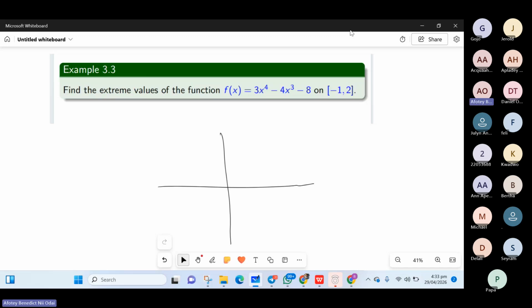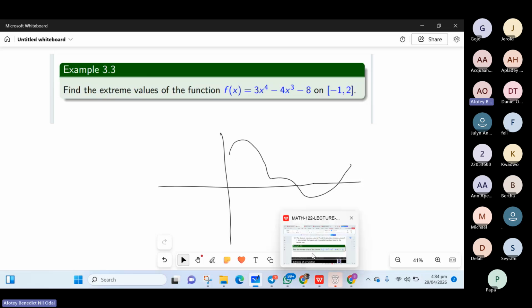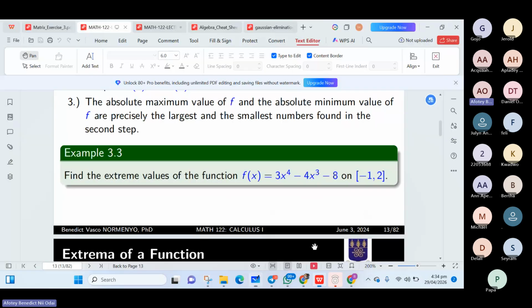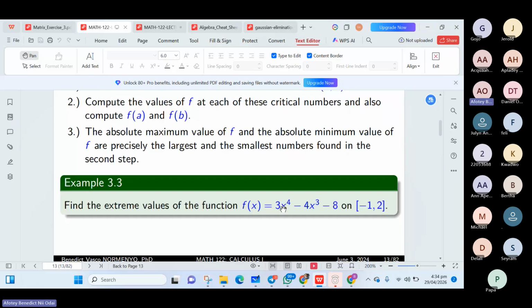Okay. So find the extreme values of the function. You have a graph. Let's draw f of x. f of x goes something like this, right? It's something like this. Okay. Now, the extreme values are, of course, the values that the function is increasing and decreasing on, as we've seen in the slides above, right?